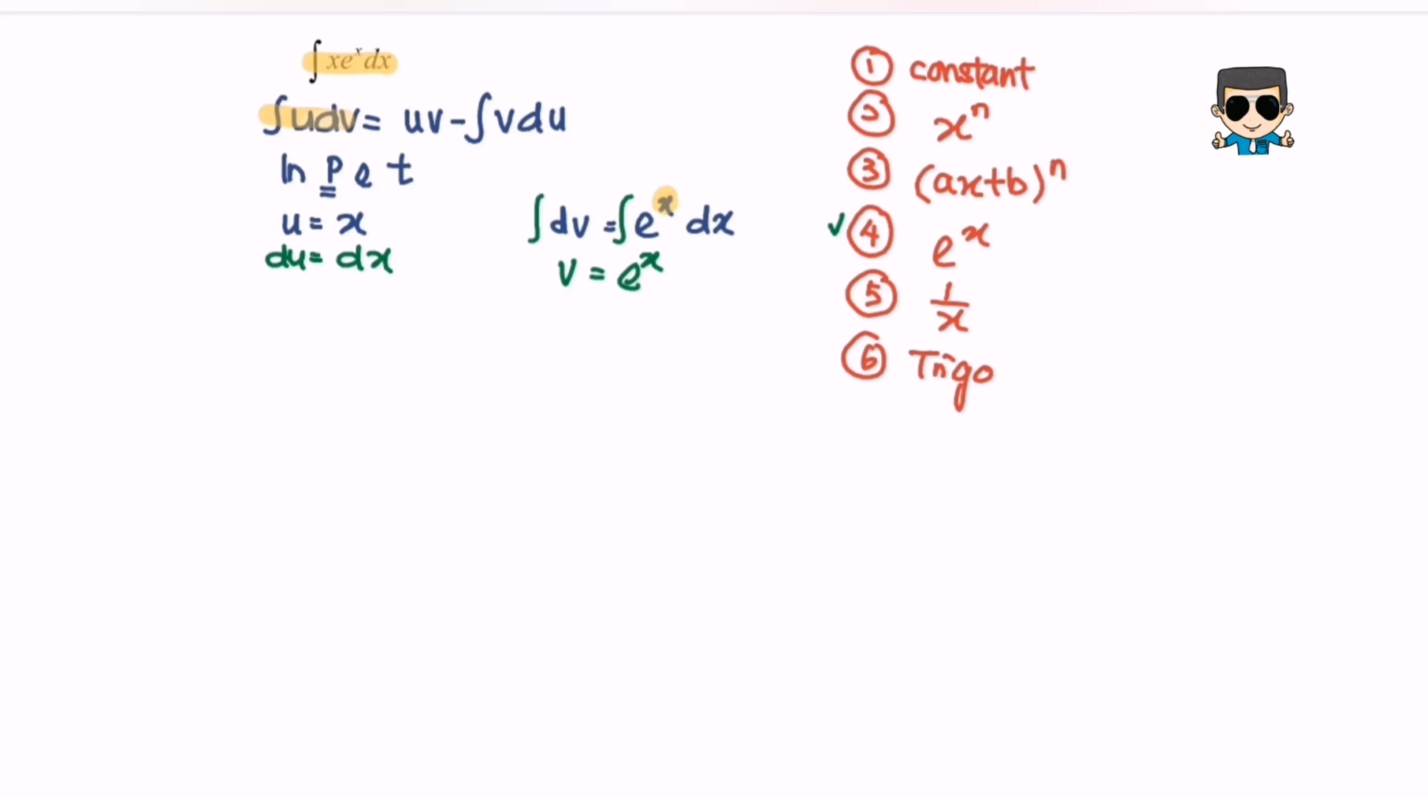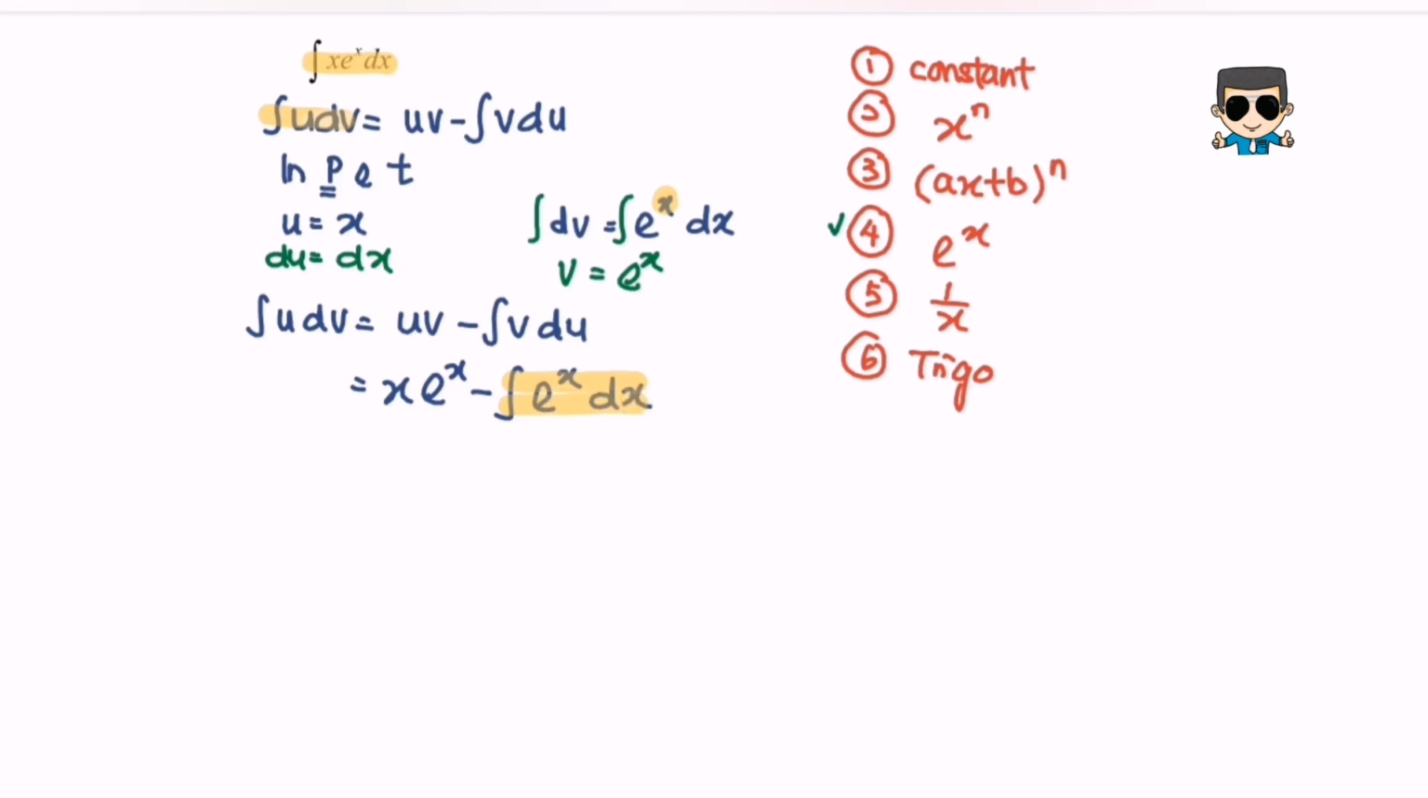Next, what we have to do is to substitute the situation into the formula uv minus integrate v du. So where we have u is equals to x, followed by v where we have exponent x, minus integrate v, we have exponent x, and du is dx. So kindly focus on this part.